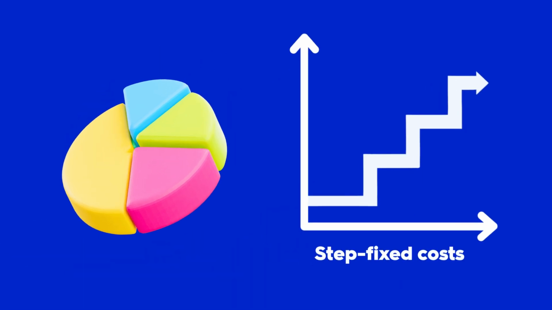Step fixed costs are another twist. When you expand operations, say add a new location or a new machine, fixed costs jump to a new level. Recompute break-even for each step.